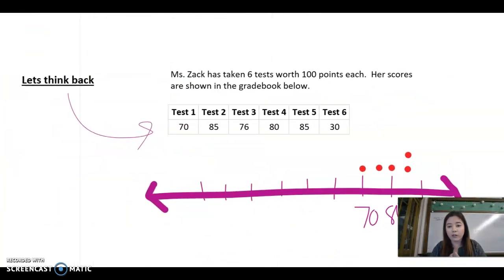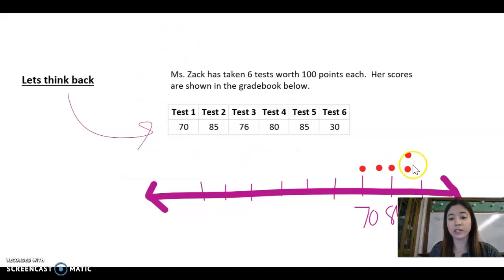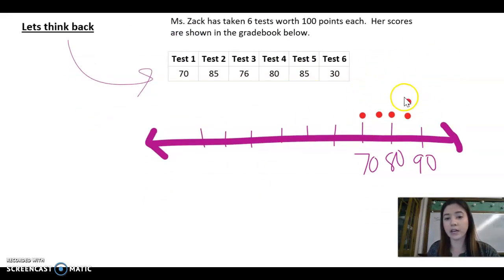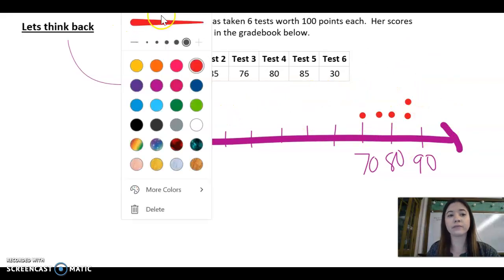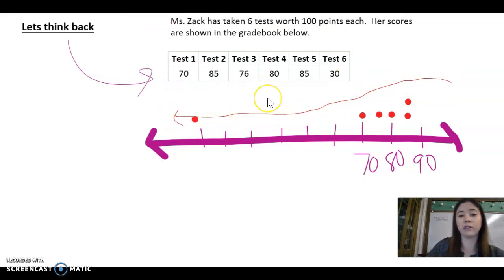So let's think back to when we were calculating our measures of center. Ms. Zach had 6 tests. She got a 70, an 85, a 76, an 80, an 85, and a 30. Well, right now, her average is probably going to be between 70 and 80, right? Because that's where her test scores are. If we have this score of 30, it's going to bring our average down because that is a lot lower. That's our outlier. If we graphed it, here's the bulk of our data at 70 to 90. 30 is going to be way down here. So now if we look at our graph, it's going to be skewed to the left.